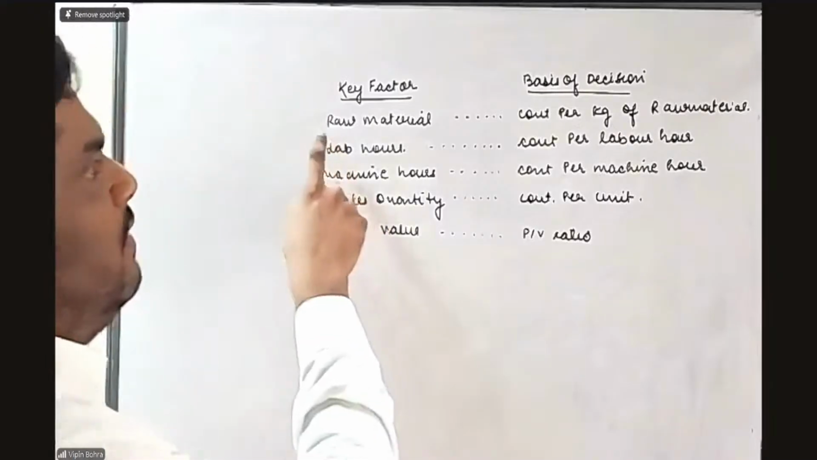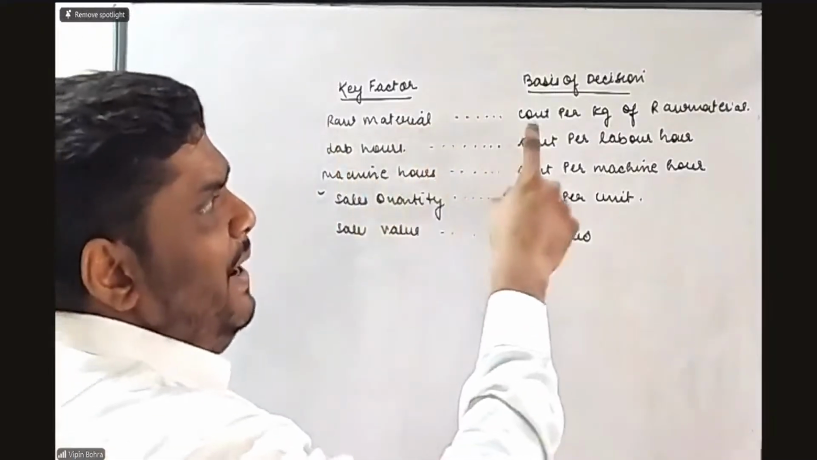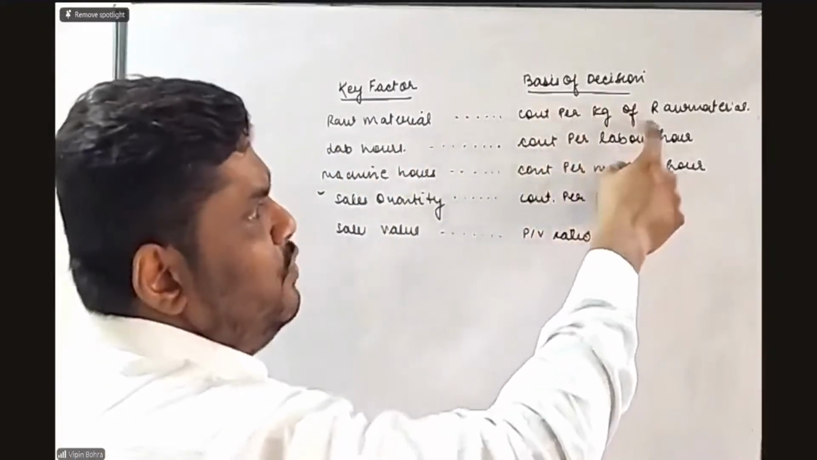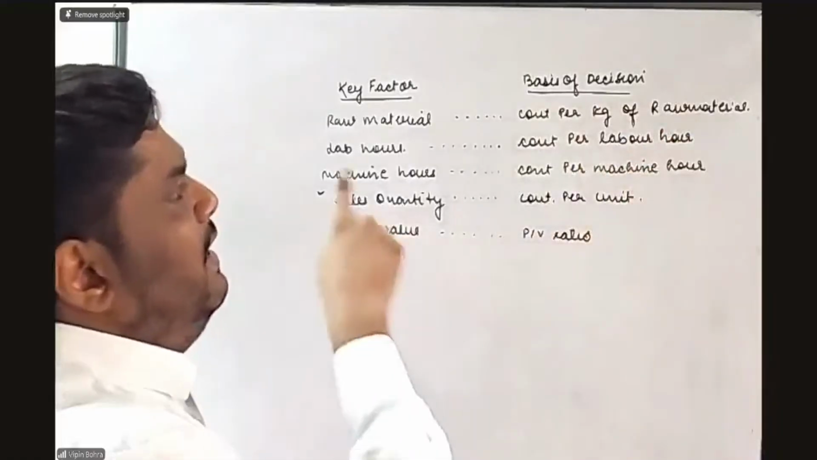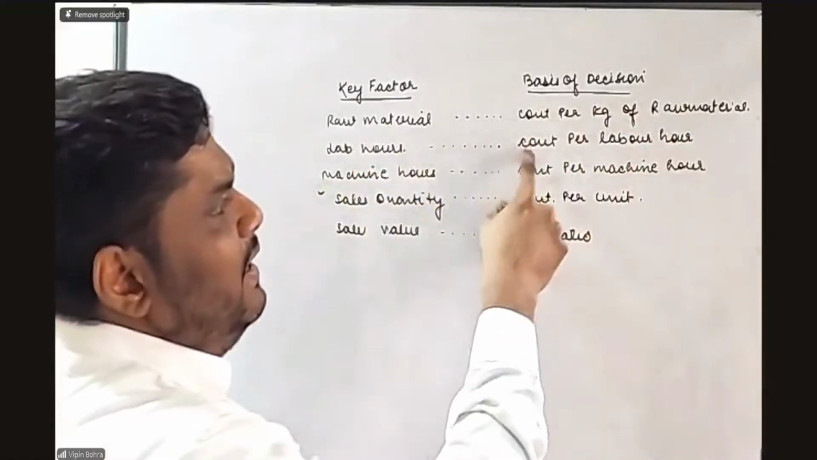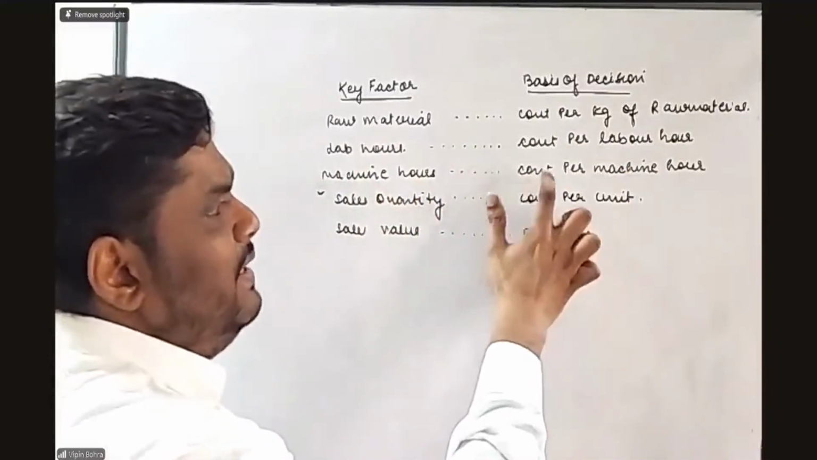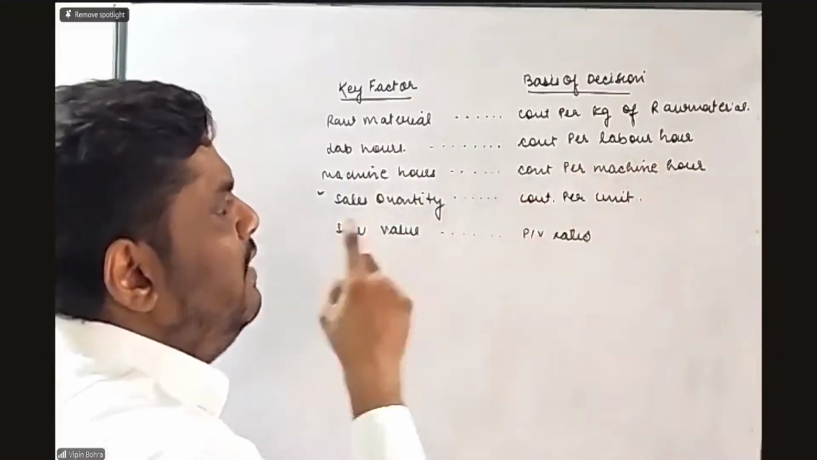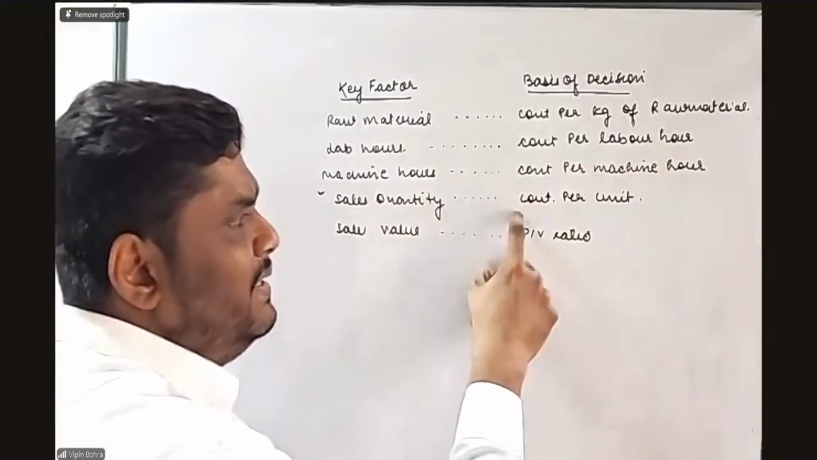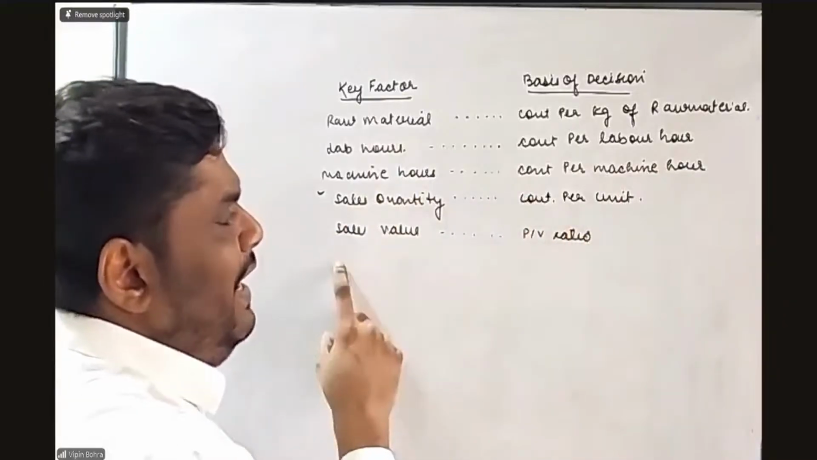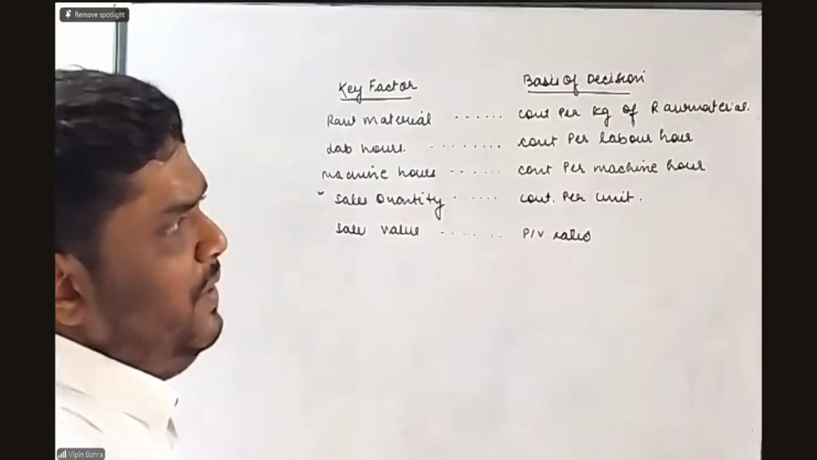If raw material is limited, my decision will be based on contribution per kg of raw material. If labor hours are limited, it is contribution per labor hour. If machine hours are limited, it is contribution per machine hour. If sales quantity is limited, it is contribution per unit. And if sales value is limited, it is PV ratio.